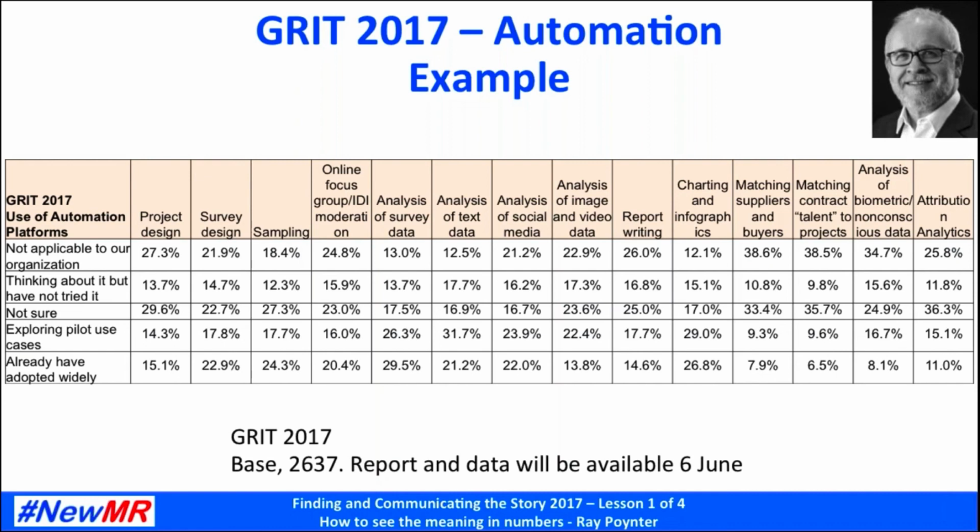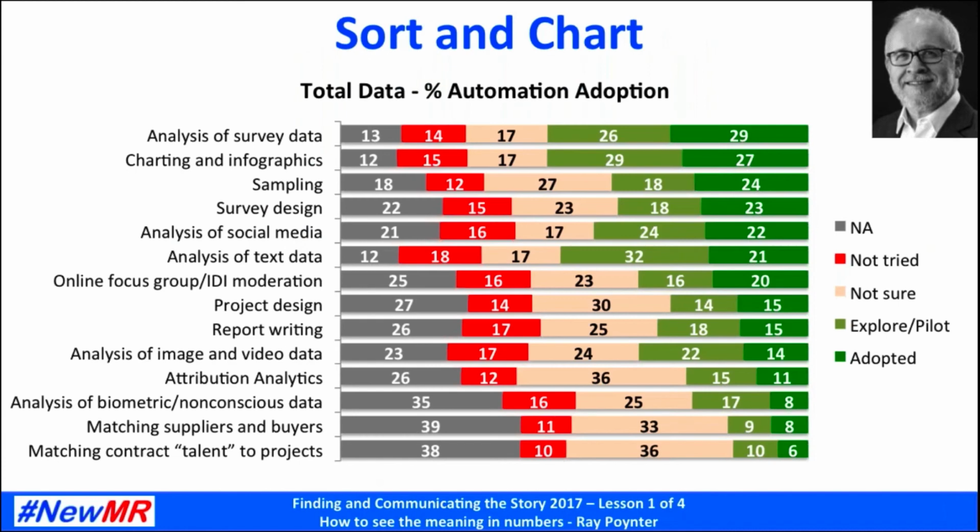Then we have thinking about it, but haven't tried it yet. Then we have not sure. Then we've got people who are exploring pilot use cases, and then people who've already adopted it widely. So we've got quite a lot of interesting information there, and it's in questionnaire order at the moment, and it's got a decimal place because that's how it came out of SPSS. So this table is pretty much how I received it out of SPSS. And you're going to see the final report on June the 6th.